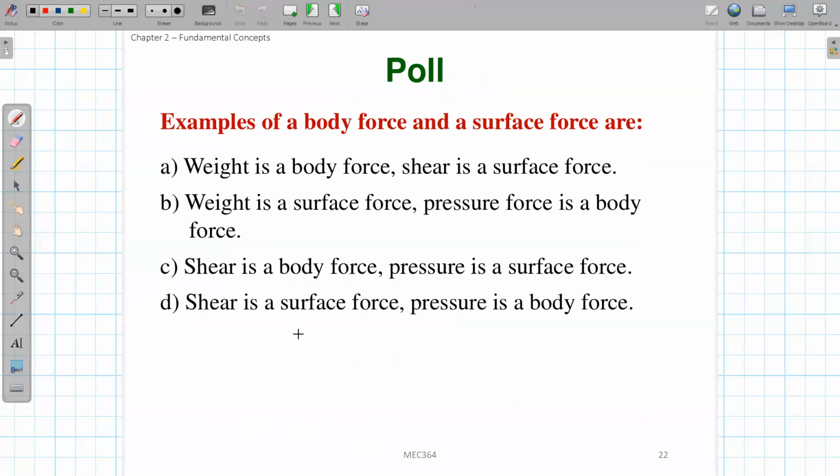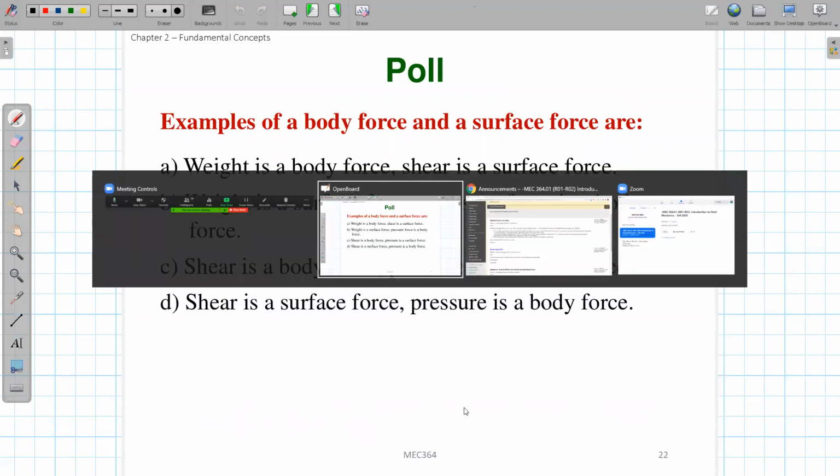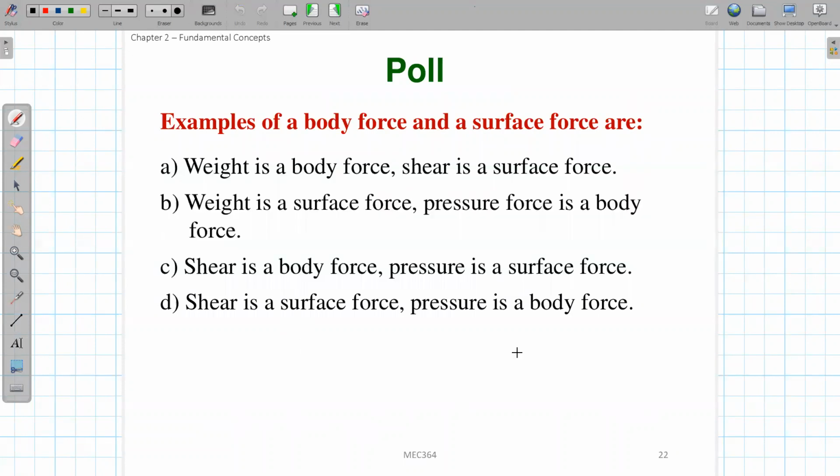Let's do a quick test on Zoom, because I want to practice how to interact with you on Zoom. I created this poll. Take a look at this question and select the answer you think is correct. Let me launch this poll. Choose your answer.